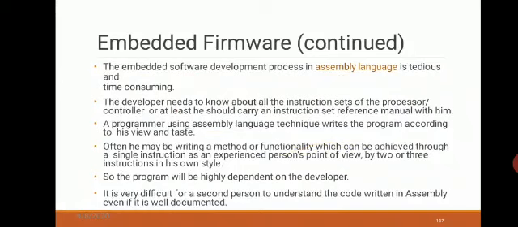It is very difficult for a second person to understand the code written in assembly level language, even if it is well documented, because the program has been written in the way of a programmer. He might be using a different instruction. Even if proper documentation is done, sometimes it's very difficult to understand the assembly level language code.